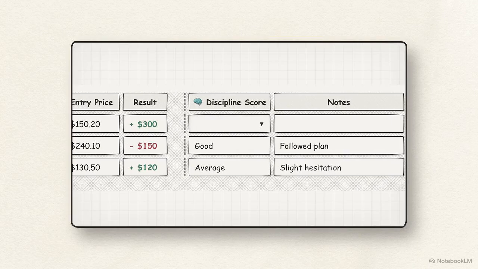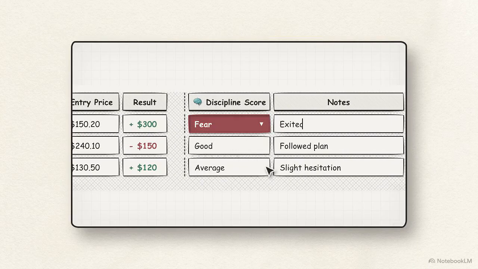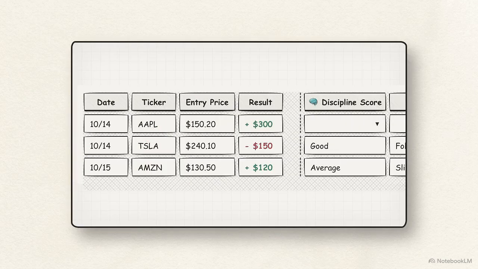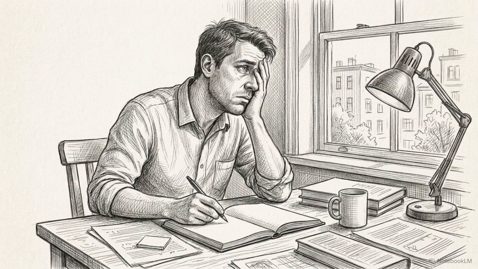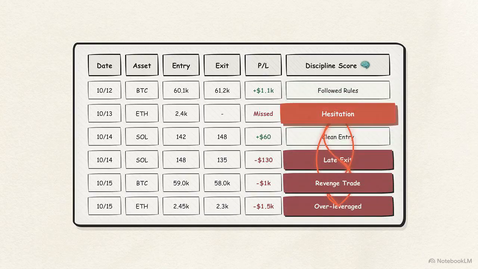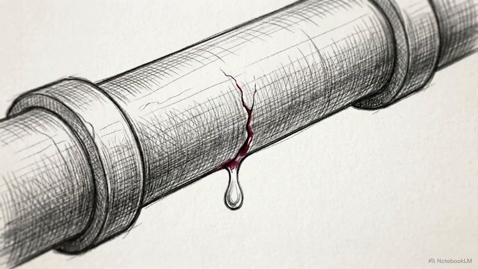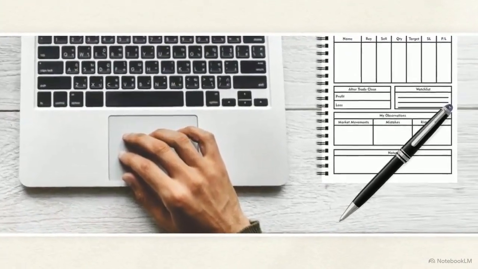If we look at the far right of the sheet, we see the critical subjective columns. You need a space to log your emotions and a discipline score. Did you feel fear? Were you overly confident? Did you exit late? Many traders skip this part because it feels tedious. But if you don't write down your emotional state, you make it impossible to spot patterns of self-sabotage, like consistently hesitating on valid setups or revenge trading after a loss. An undocumented psychological mistake acts as an invisible leak in your strategy. Until you write it down and track it, you are guaranteed to repeat it.